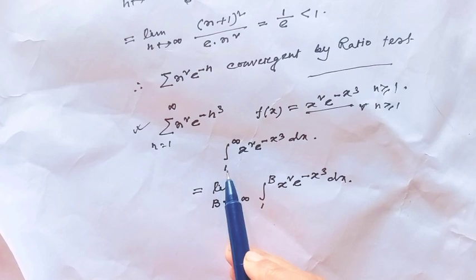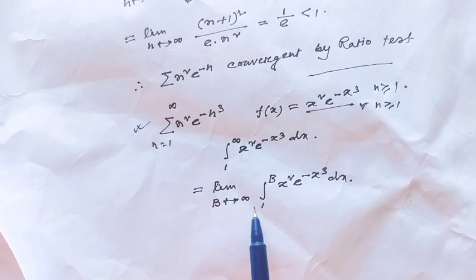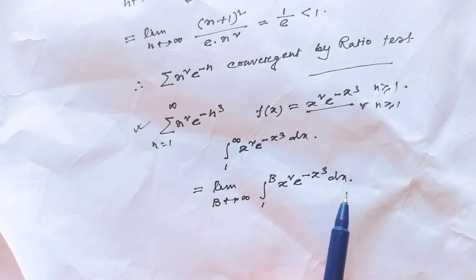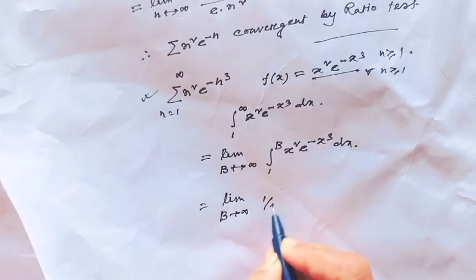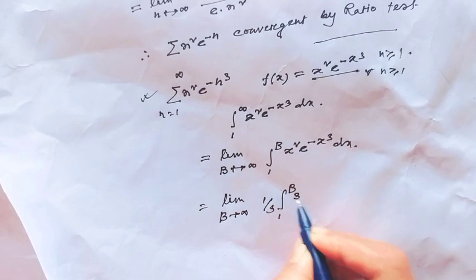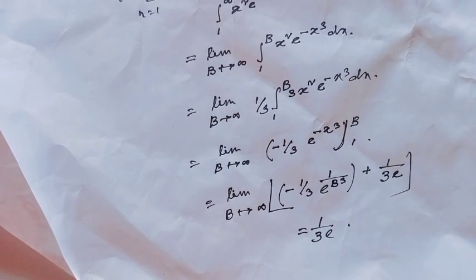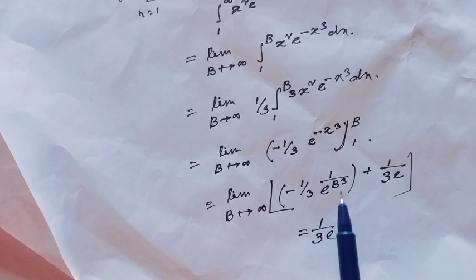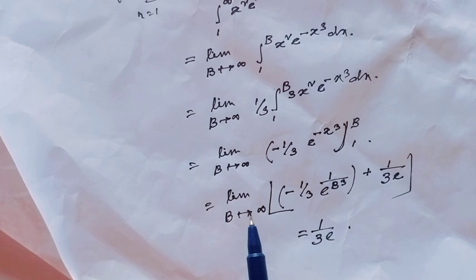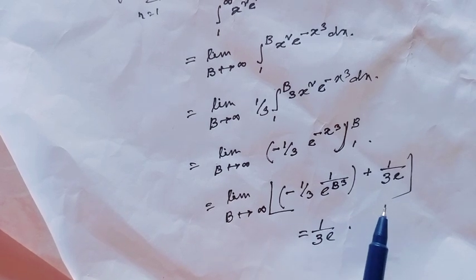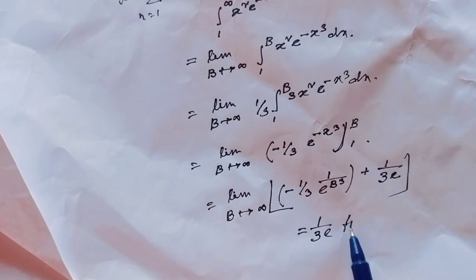Here the limit would be the integration 1 to infinity, and this value would be limit b goes to infinity integration 1 to b x square e to the power minus x cube dx. Then this is limit b goes to infinity 1/3 integral 1 to b 3x square e to the power minus x cube dx, and evaluating, this value would be 1/3 times (1 over e to the power b cube plus 1 over e)... that is, as limit b goes to infinity, the first term would be 0. That means this value is 1 over 3e, and this is obviously a finite value.